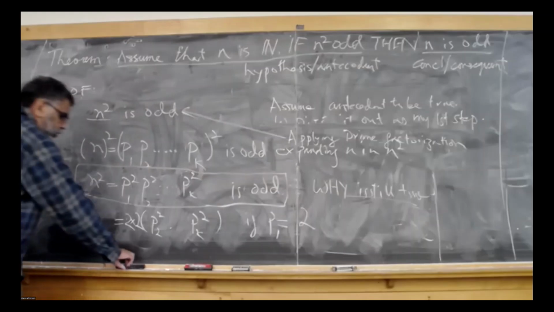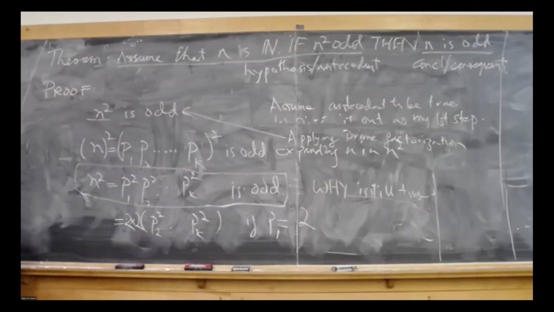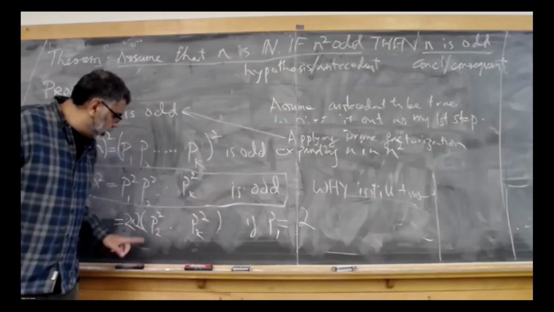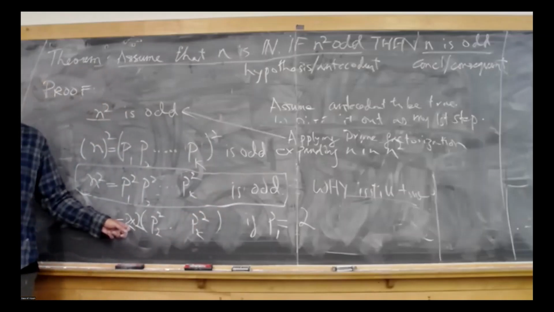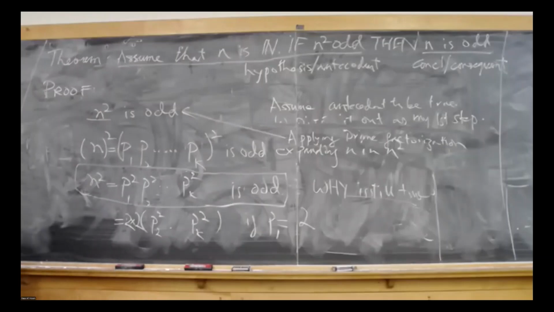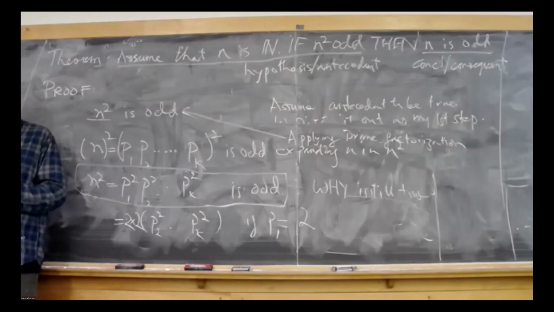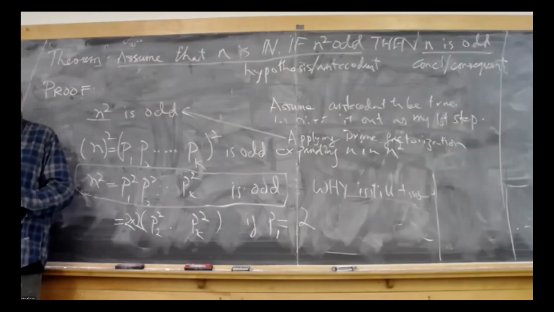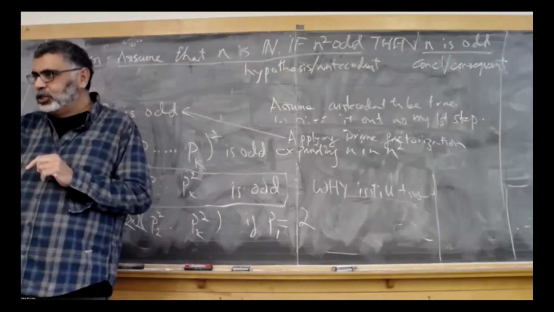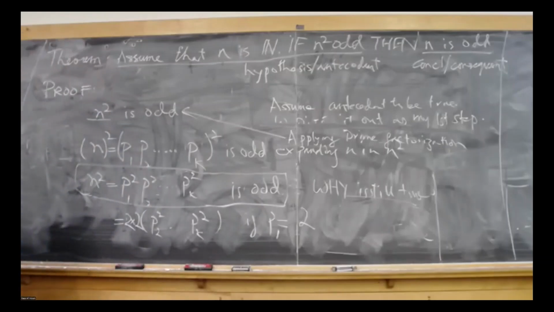So we write, because of this fact, that if any one of them, P1, P2, P3, or PK, one of them is a 2, which is also a prime number, but it's an even prime. How many even prime numbers are there? 1. Which one is it? 2. Every other prime number is odd. Is that true? Yeah, okay. All prime numbers are odd except for the first prime number, 2. 1 is not a prime number, it's a composite number.